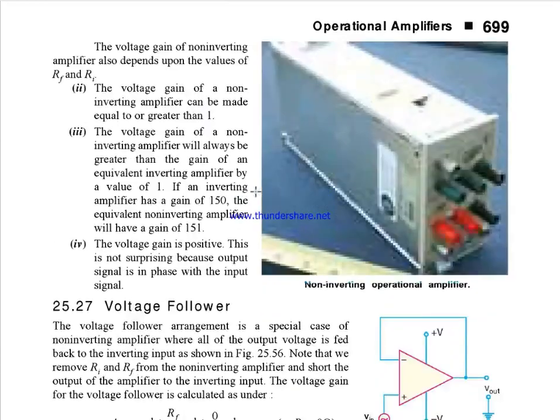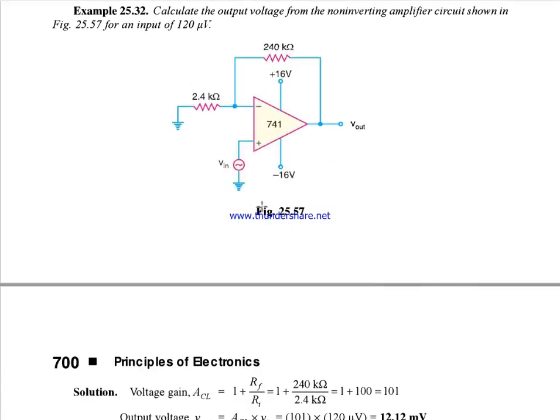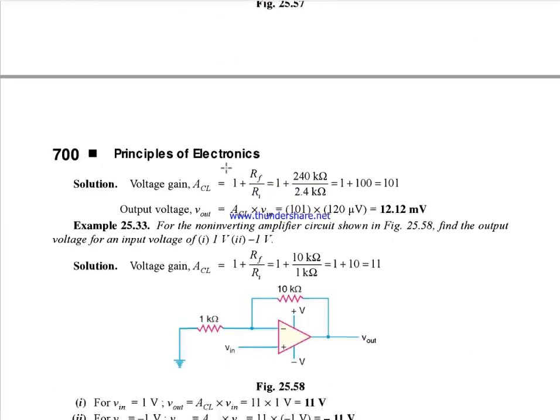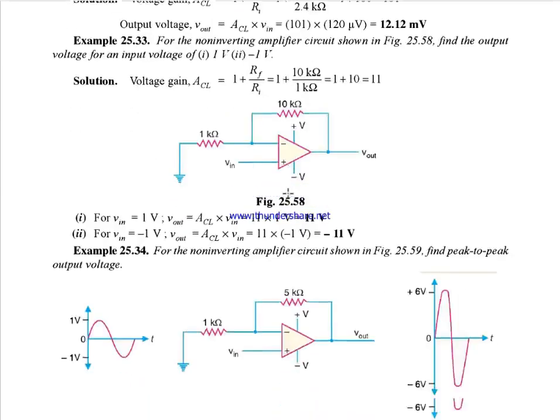Clear? Now we have non-inverting input. Same problems. In a non-inverting amplifier, Vin is given as 120 microvolt. Then ACL will be 1 plus Rf by Ri and output voltage will be ACL into Vin.